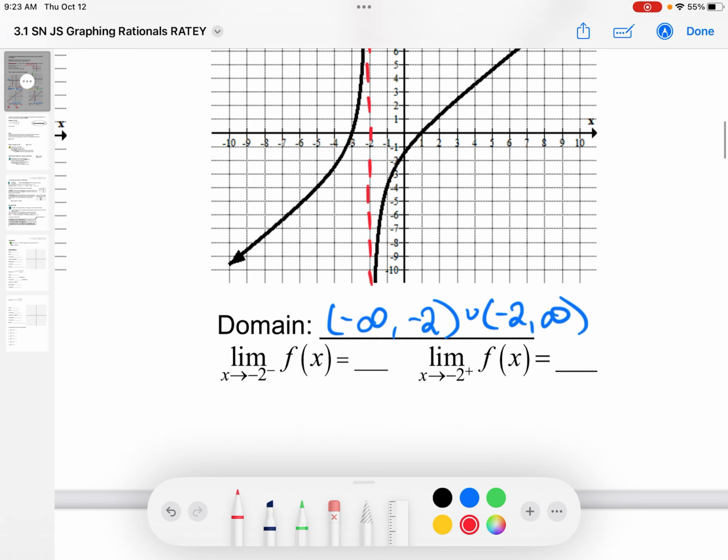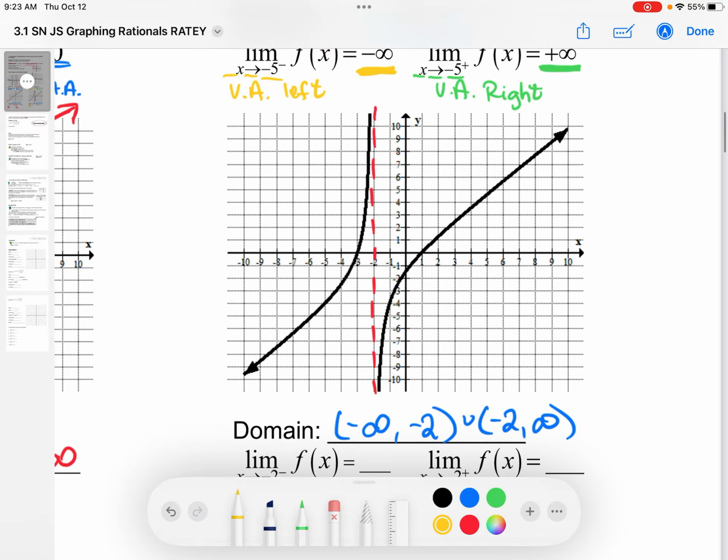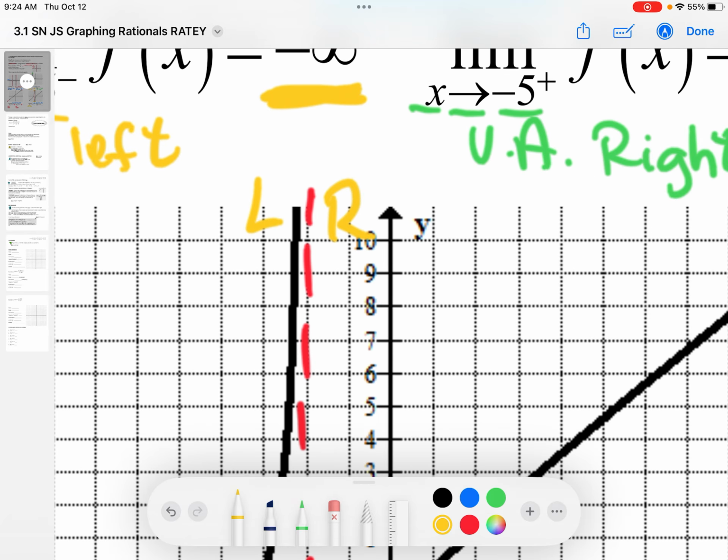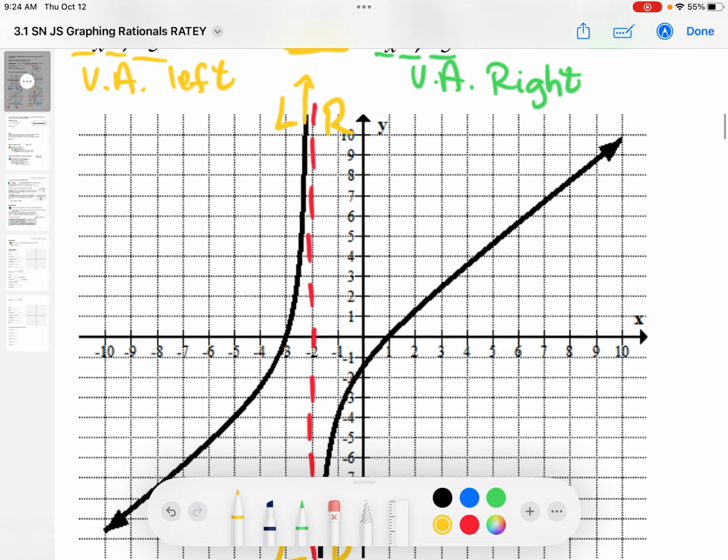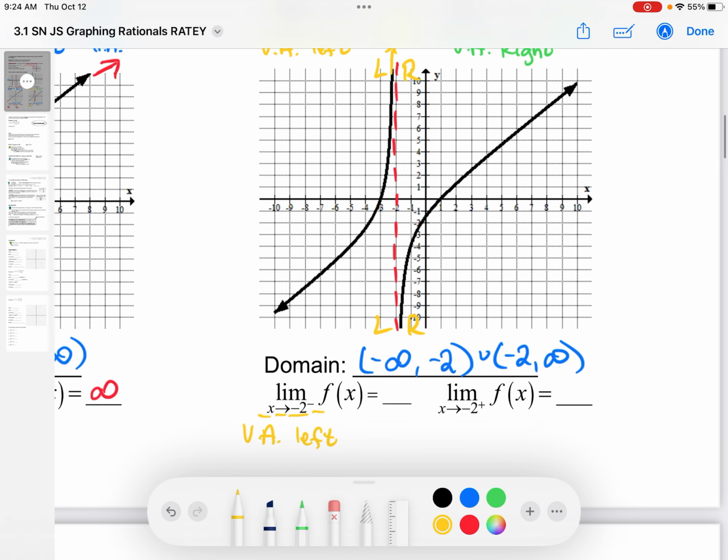Now, if we look at the limits, it's asking us for the limit of f of x, that's the y's, as x approaches -2 on the left. So that is a vertical asymptote at -2, and we are looking at its left side. So left side, right side of that vertical asymptote. On the left of the vertical asymptote, just to the left of that dashed line, the graph does exist. And as the graph gets closer to that asymptote, it's going up.